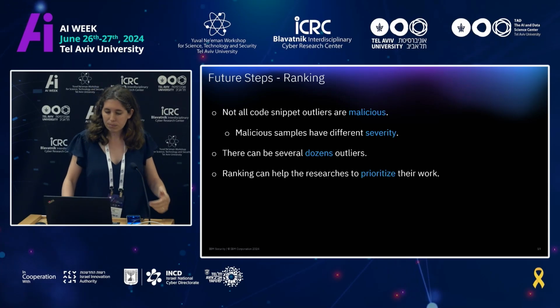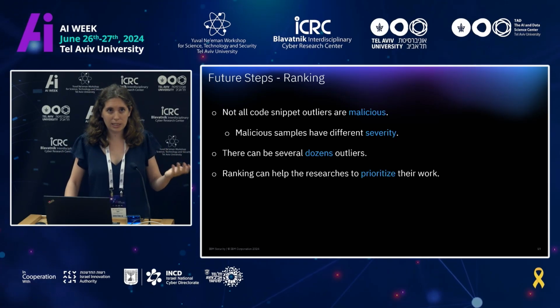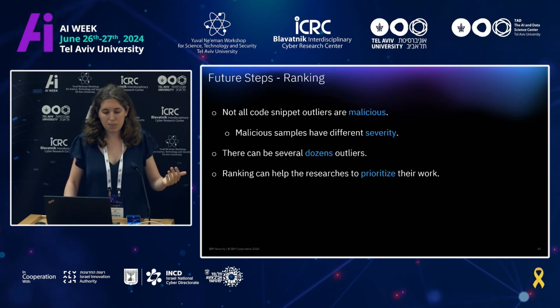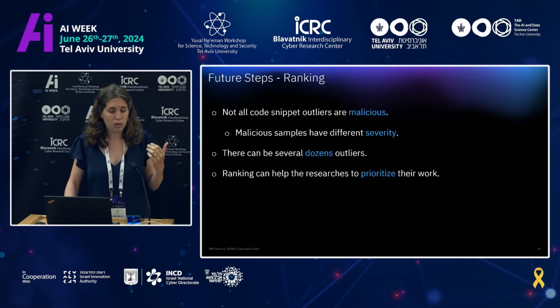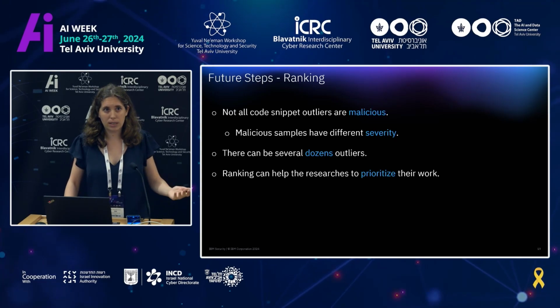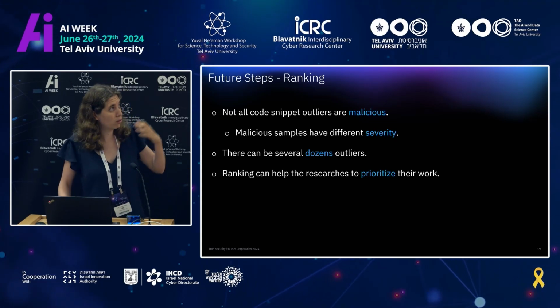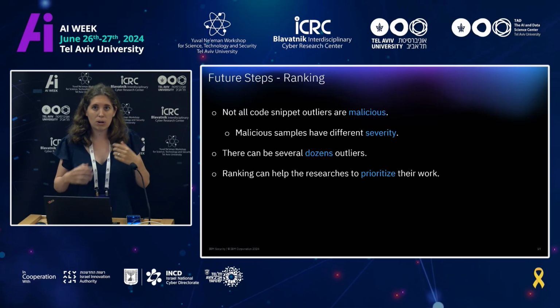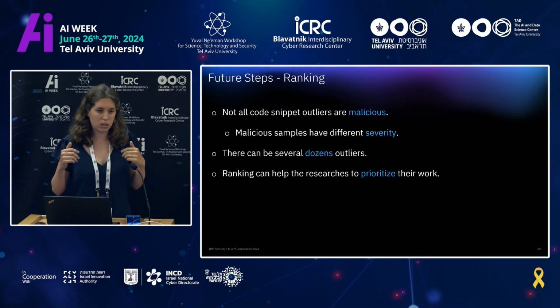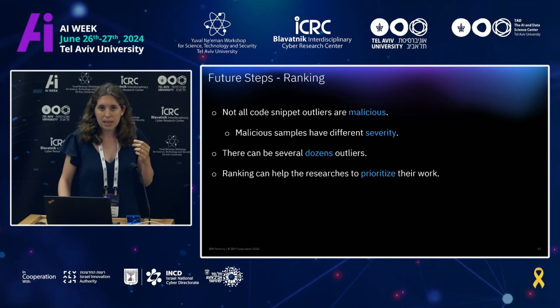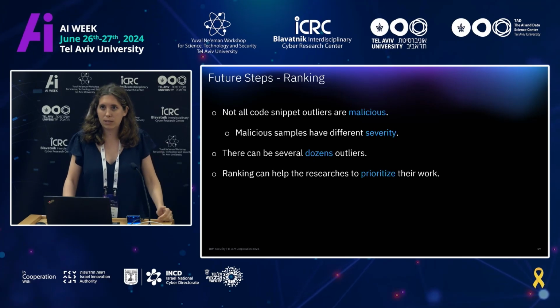So not all outliers are malicious, and even the malicious samples have different severity, as I said before. And there can still be dozens of outliers. The experiment that I showed you is from one data source. In our lab, we have multiple data sources, so our numbers are much, much higher, and the researchers need a way to prioritize their work, and we want to do ranking to help them with that.